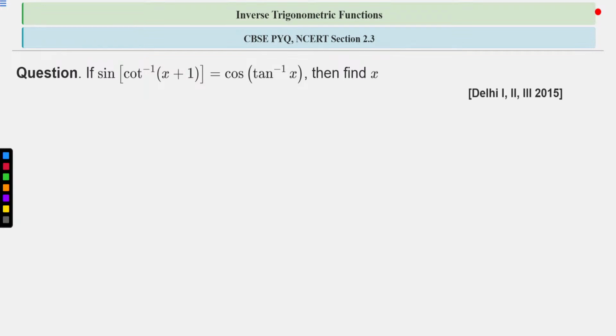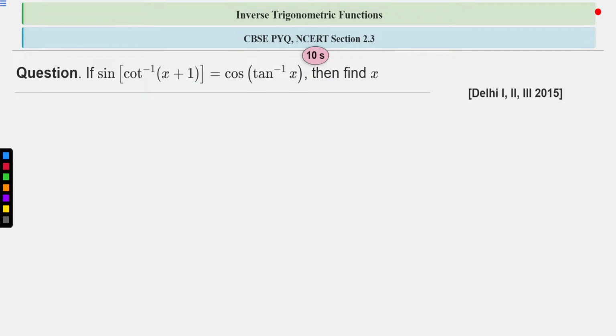So how can we approach this question? The hint of this question is, now see, we have sine of cot inverse x plus 1. Now we can write cot inverse x plus 1 in terms of sine inverse theta, right? Therefore, finally we can write sine of sine inverse theta is equal to theta. And similarly, on the right hand side, tan inverse x can be written in terms of cos inverse phi. And again, we can apply cos of cos inverse phi is equal to phi. And after that, by comparing left hand side and right hand side, we can easily find the value of x, right?